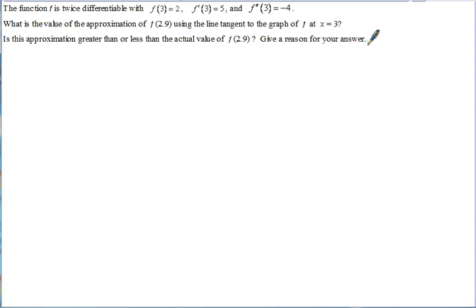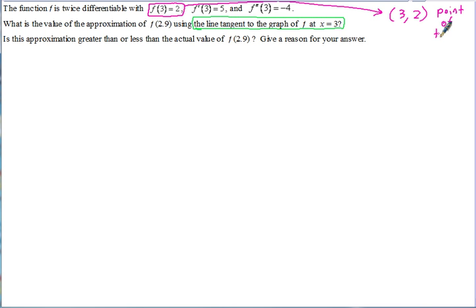Okay, so first thing we need, it says using the line tangent to the graph at x equals 3. So first we need to find that tangent line. Remember, the two things you need to write the equation of the tangent line are the point of tangency and the slope. And if you look at the information you're given, we want to find the point at x equals 3. It gives us f of 3 is 2, which is another way of writing the point (3, 2). There's our point of tangency.